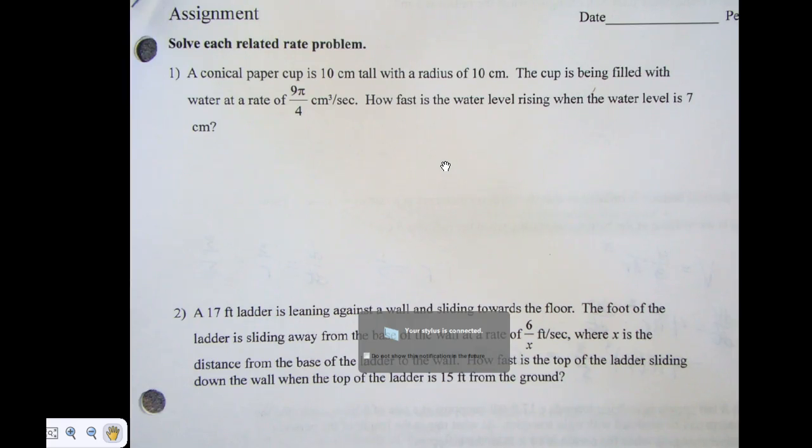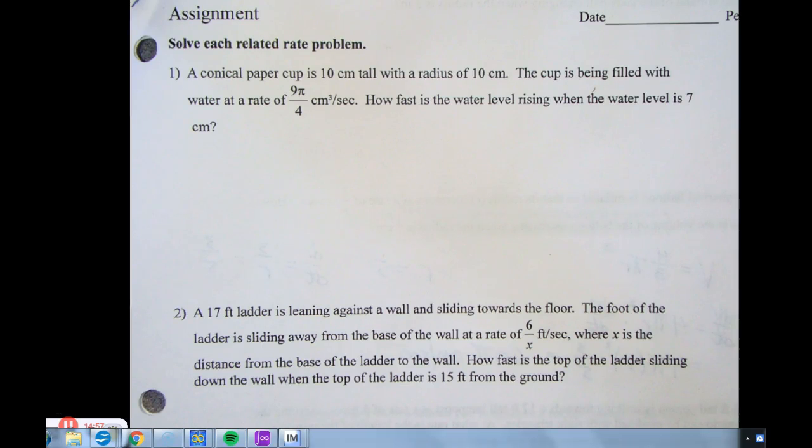Anybody know the volume of a cone? It's 1/3 π R squared H. It's still three-dimensional, so you still have three levels of variables: an R, an R, and an H. They'll give it to you.